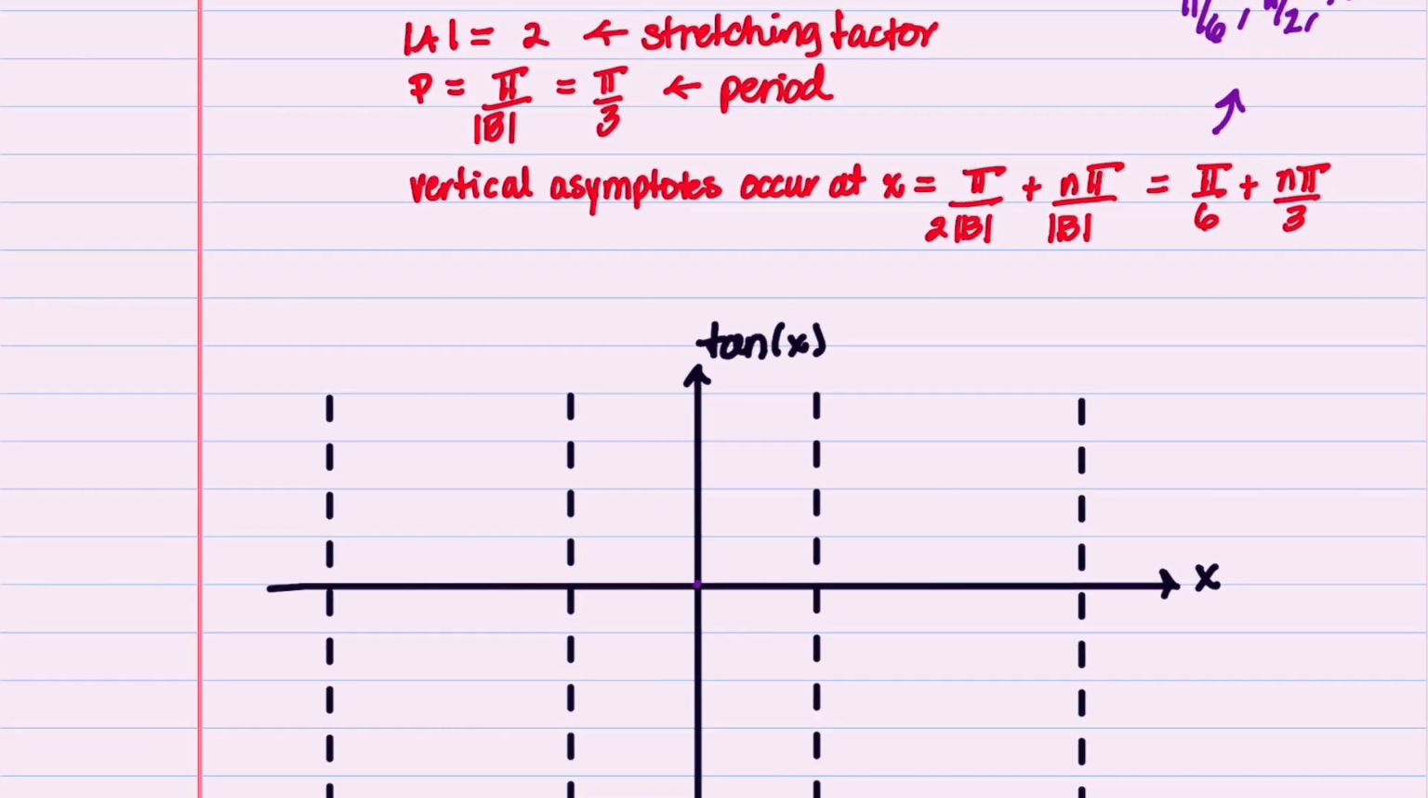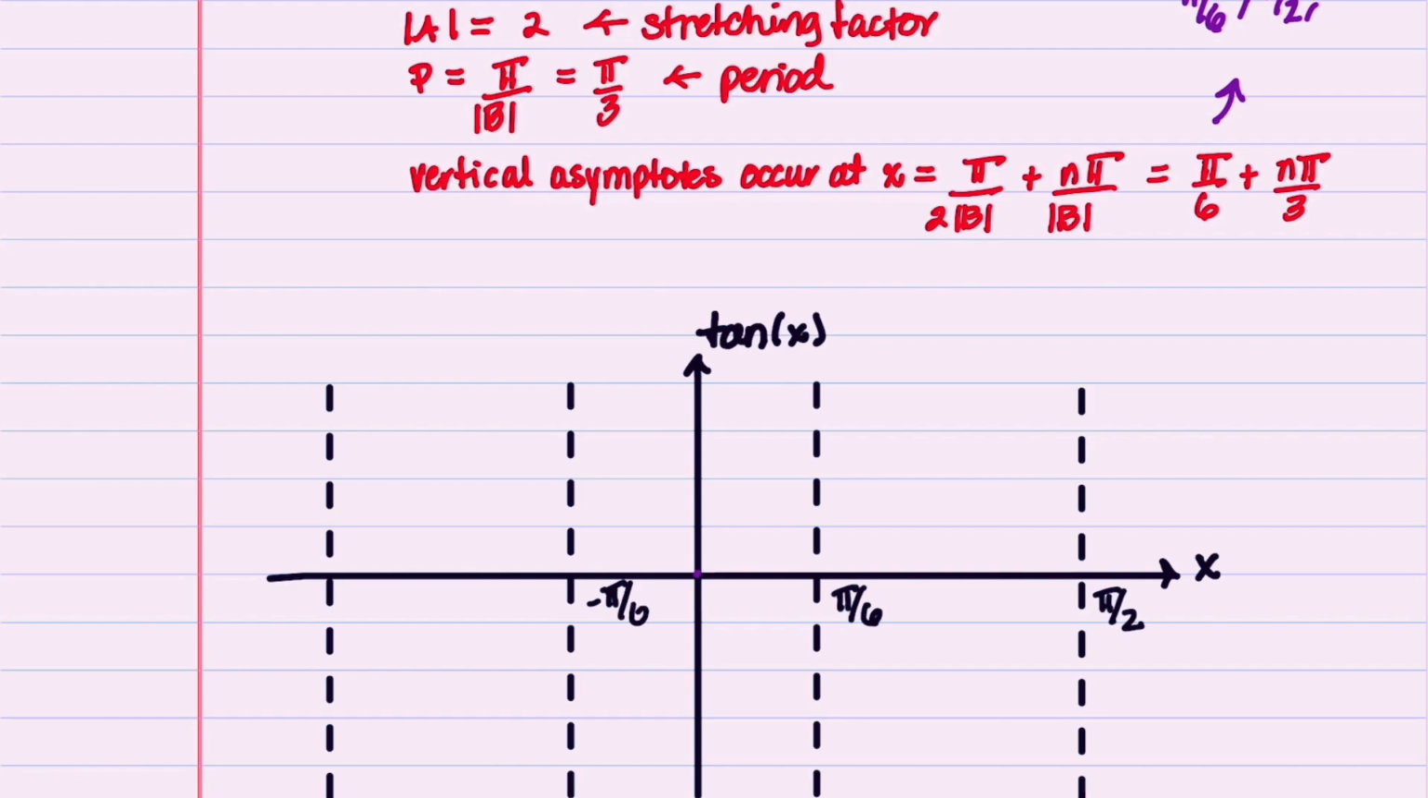Let's now write our asymptotes on our graph. Our first asymptote is pi over 6, and then our next one occurs at pi over 2. The one to the left of the origin occurs at minus pi over 6, and then the one to the left of that occurs at minus pi over 2. And then the asymptotes extend infinitely to the left and to the right. Let's now graph our function, keeping in mind that it's going to be steeper than our basic tangent function. And our graph repeats.